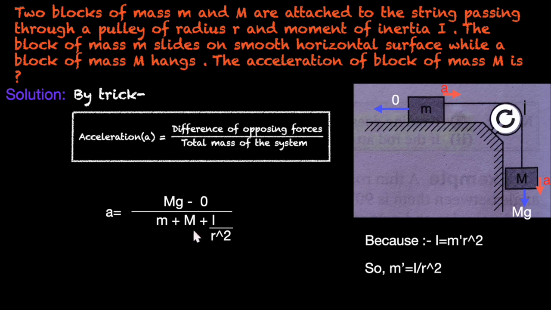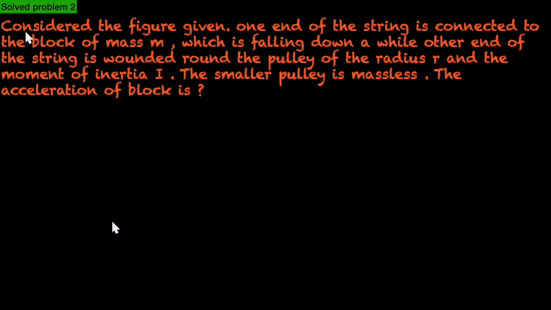Why did it happen? You can solve this question in less than 1 minute. Then why should you go with the general method? You should definitely go with this tricky method to find the acceleration of the system. Now let's see another solved problem.